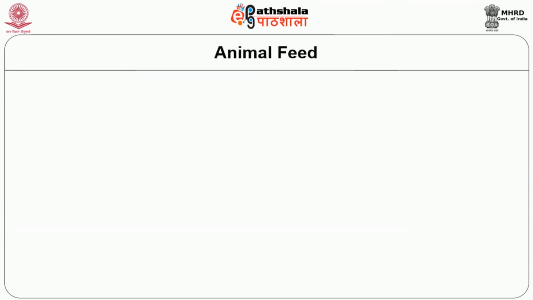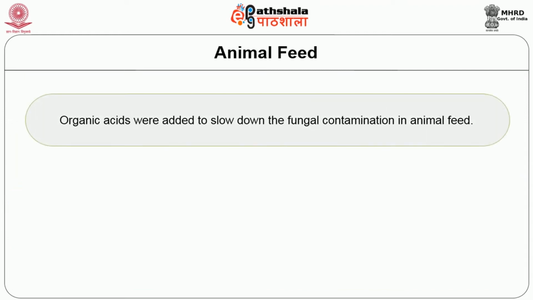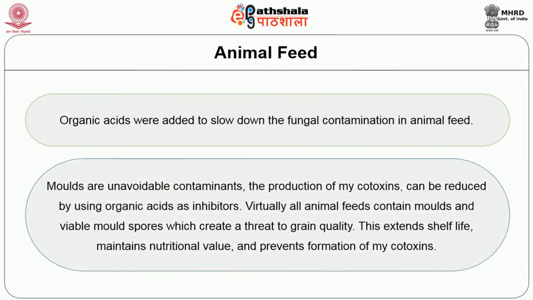Next, animal feed. Organic acids were added to slow down fungal contamination in animal feed. Molds are unavoidable contaminants. The production of mycotoxins can be reduced by using organic acids as inhibitors. Virtually all animal feeds contain molds and viable mold spores, which create a threat to grain quality. This extends the shelf life, maintains the nutritional value and prevents the formation of mycotoxins.